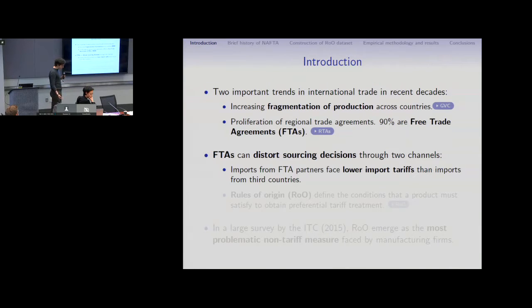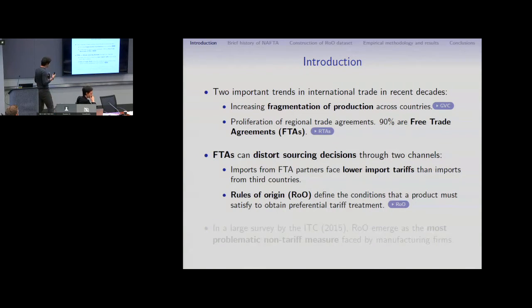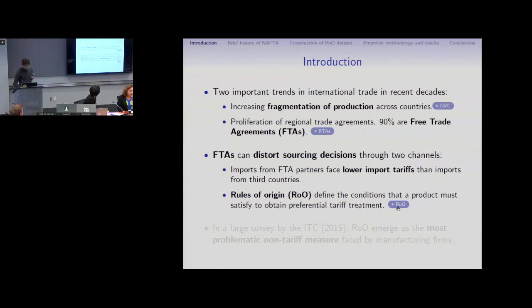So the most natural way to think about this issue is by saying, okay, firms are going to have more incentives to source their intermediate goods from countries within the FTA because they are going to have lower tariffs. This is the most natural way to think about it. There is like a less transparent way to think about it, which is rules of origin. So rules of origin are rules that define the origin status of a given good. And this is very important because if a good is considered as being produced within the FTA, then this good is going to enjoy low tariffs when being exported within the free trade agreements. Otherwise, the good will have to face higher tariffs.